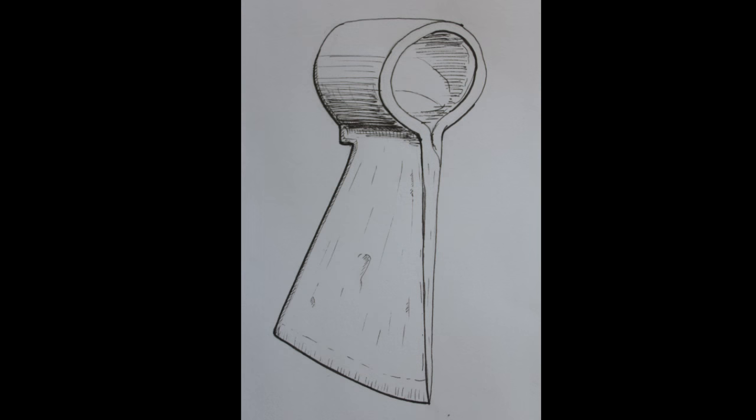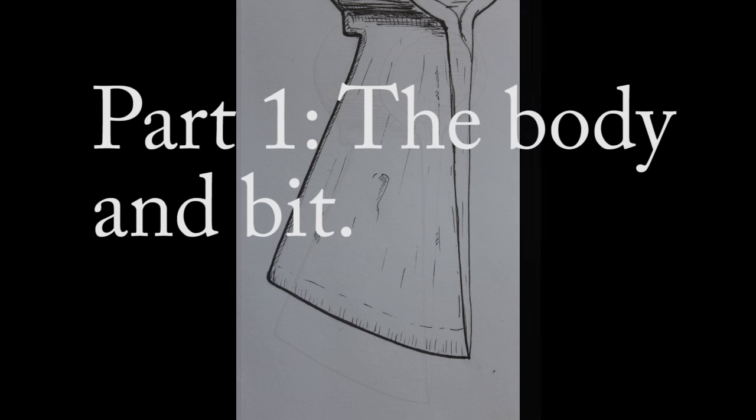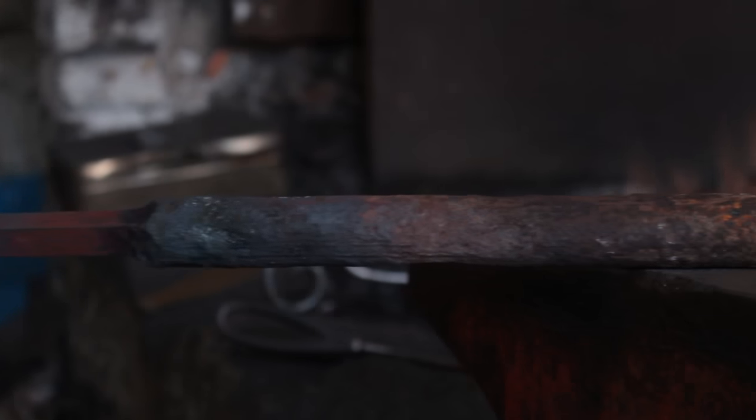So this week we're making a French pattern trade axe. This is part one of two, and we are forging the body of the axe out of wrought iron and welding in the steel bit. I'm actually using old paddle rods that are left over from jobs I've done for the canal. These paddle rods date from the 18th to early 19th century.